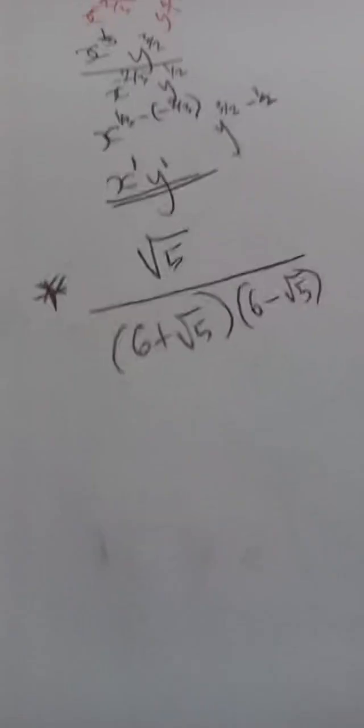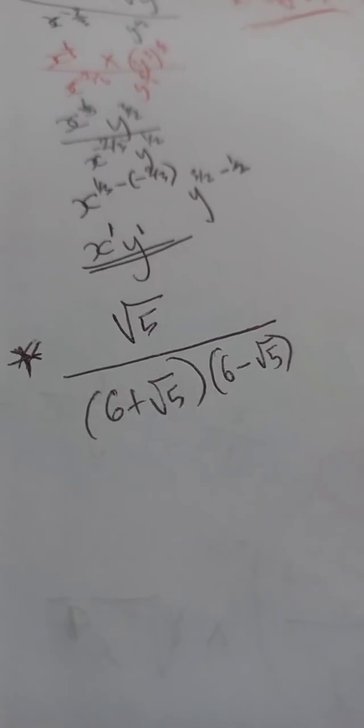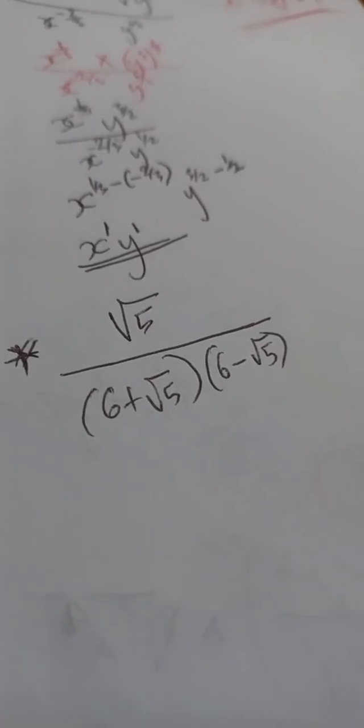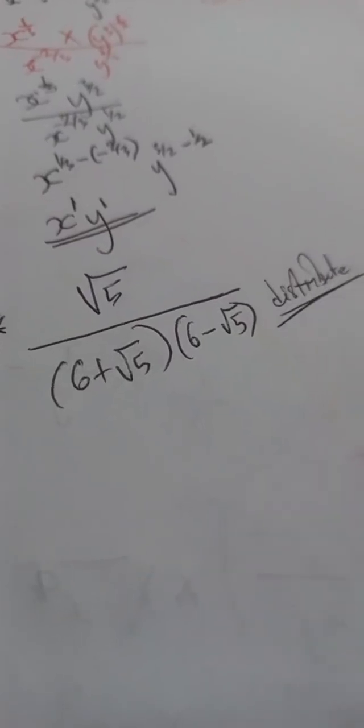Square root of 5 all over 6 plus square root of 5, 6 minus square root of 5. Like this one. And then the question comes and says simplify. We are simplifying. Distribute. Here. Distribute. You need to use the law of distribution.